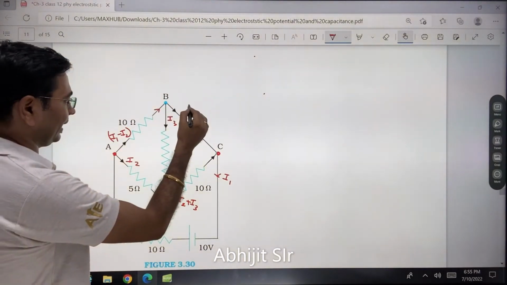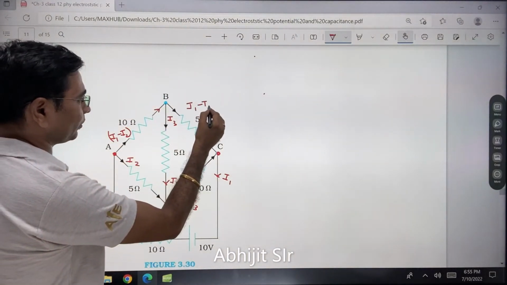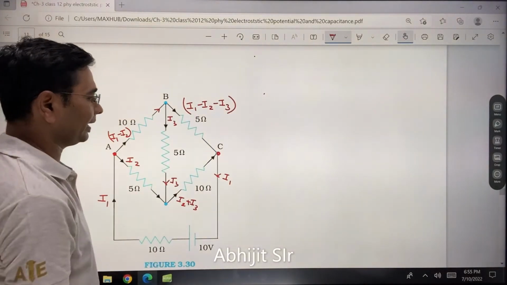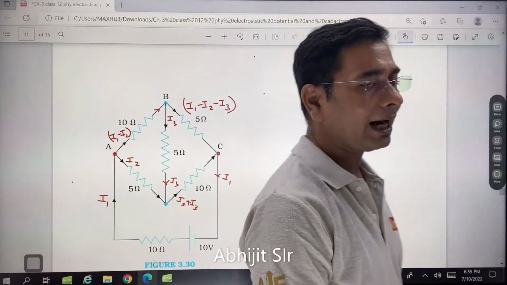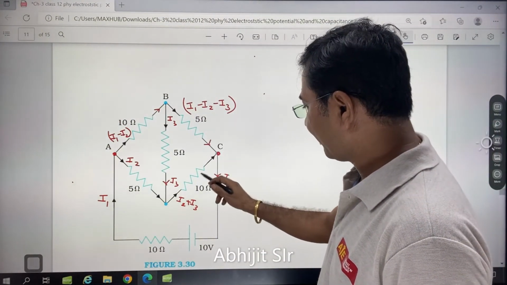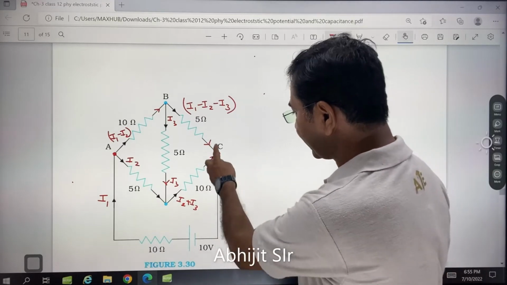So what is this over here now? I1 minus I2 minus of I3. So see this, minus of I3. Have a look. If you see very carefully, this current is entering, this current is also entering, both currents will add up and leave.